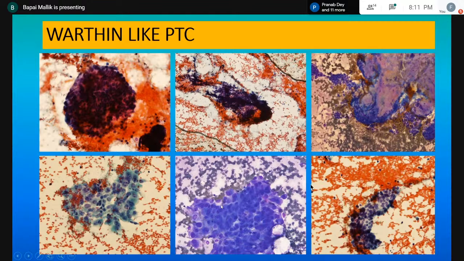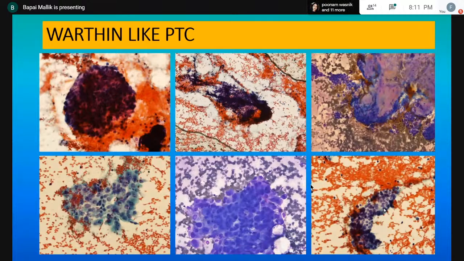Another group showing these features. They may not show all the inclusions. It's a difficult diagnosis. Quite often it is missed, by the way. Here you can find some amount of nuclear pallor. I wish I would have given you a bigger picture. But this is more or less an idea of a Wharton-like papillary thyroid carcinoma.